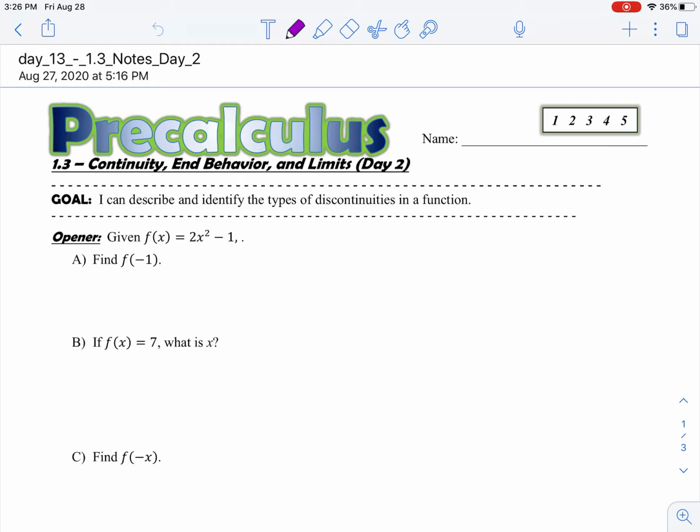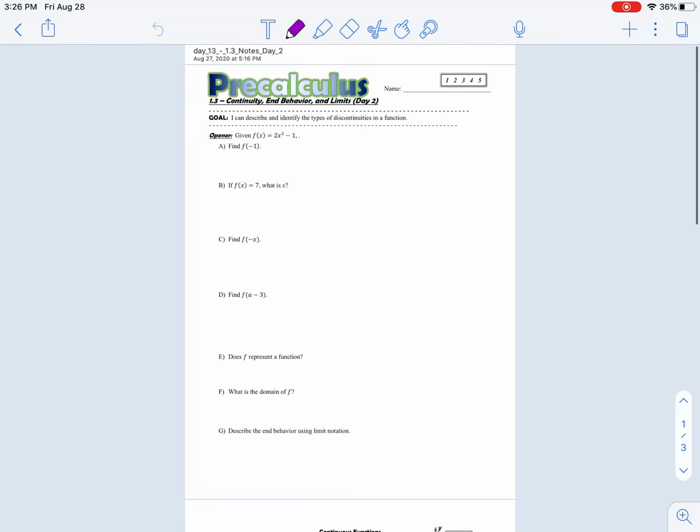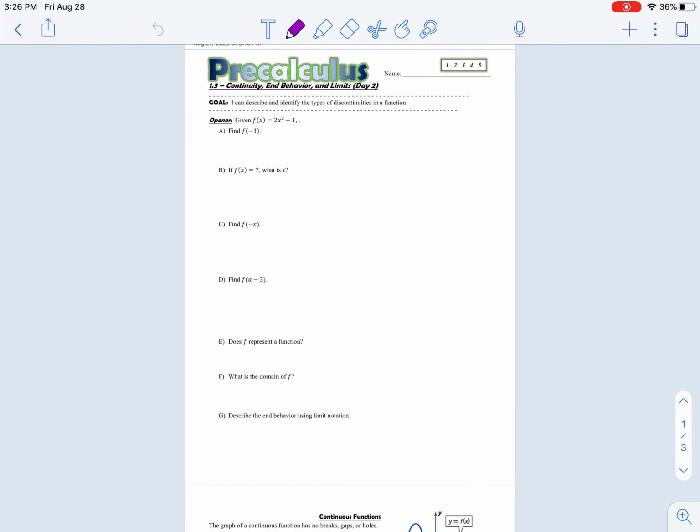All right, let's finish up 1.3 day 2. The goal for today: I can describe and identify the types of discontinuities in a function. So go ahead, the opener here is an entire page. Go ahead and try this practice on your own. It is stuff from the past few sections. It's from 1.1, 1.2, and 1.3.